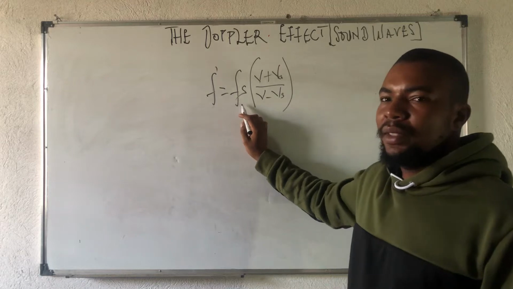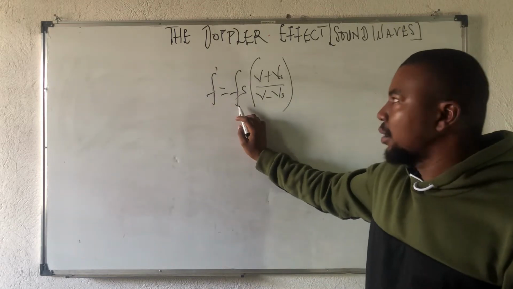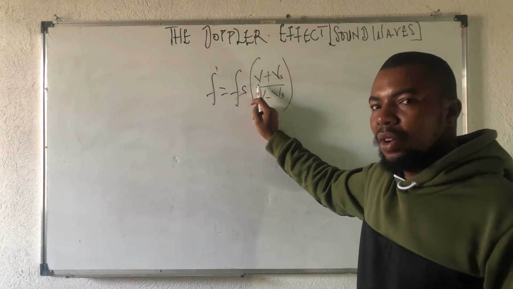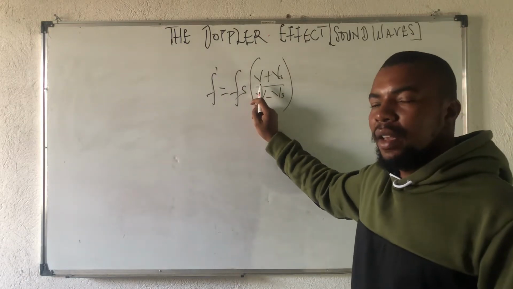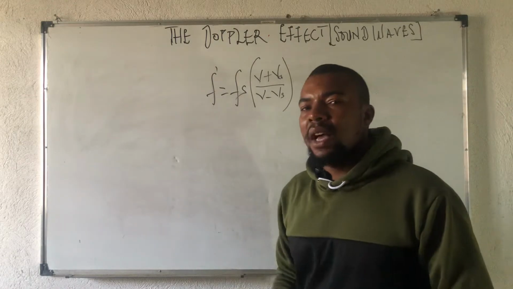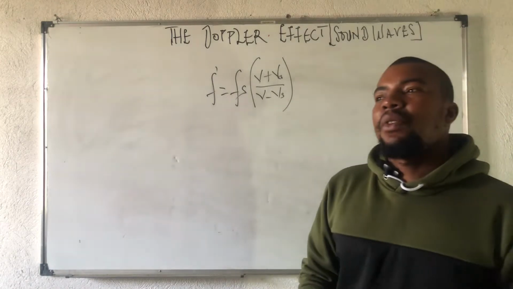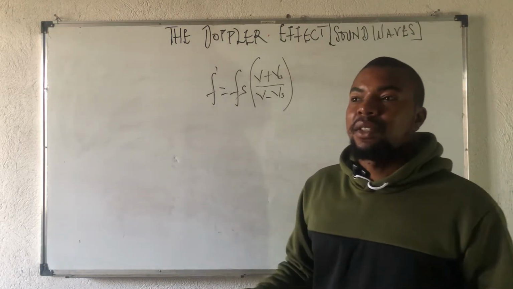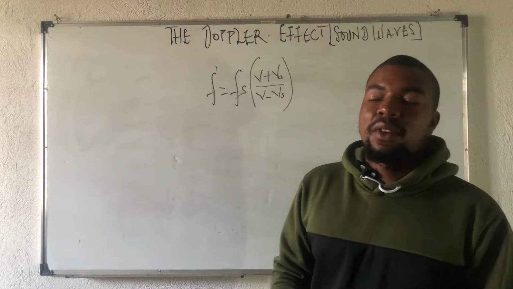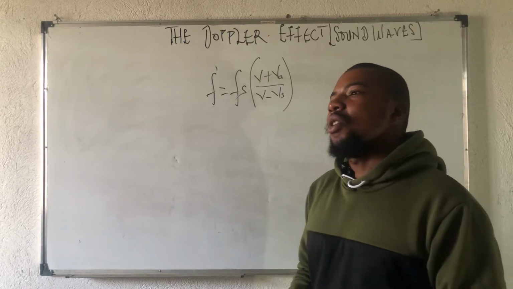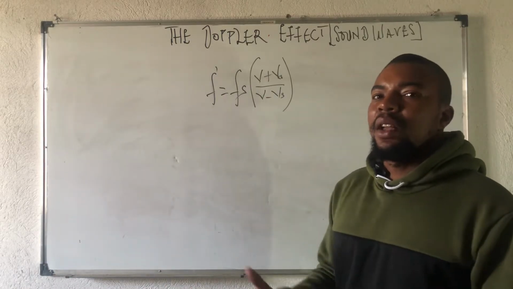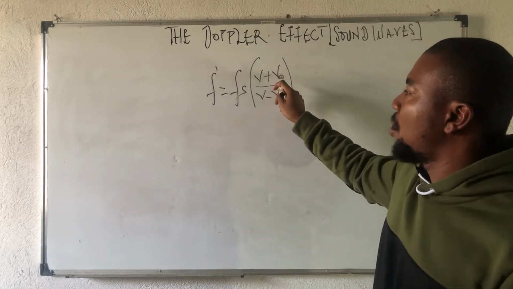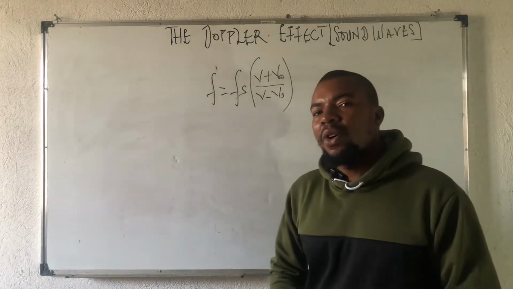This is the true frequency as emitted by the source, where V here is the speed of sound, or the velocity of sound in air. The velocity of sound in air is approximately 343 meters per second. It also depends on certain conditions like temperature. While V sub O is the velocity of the observer.